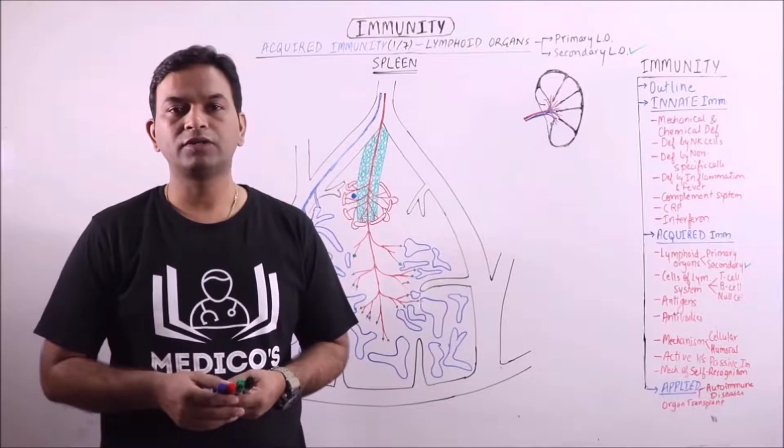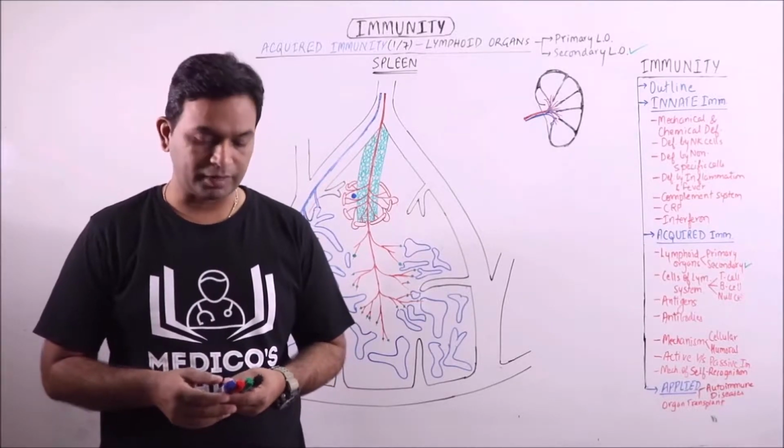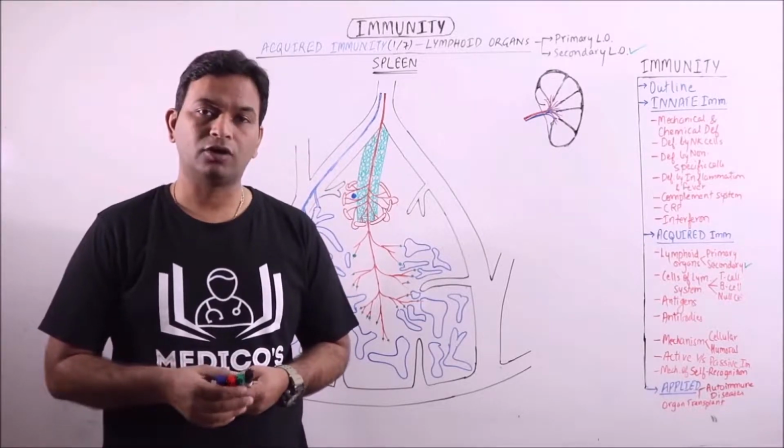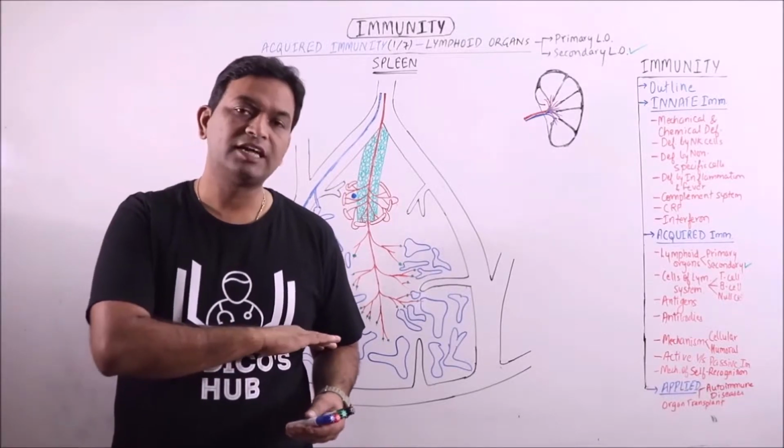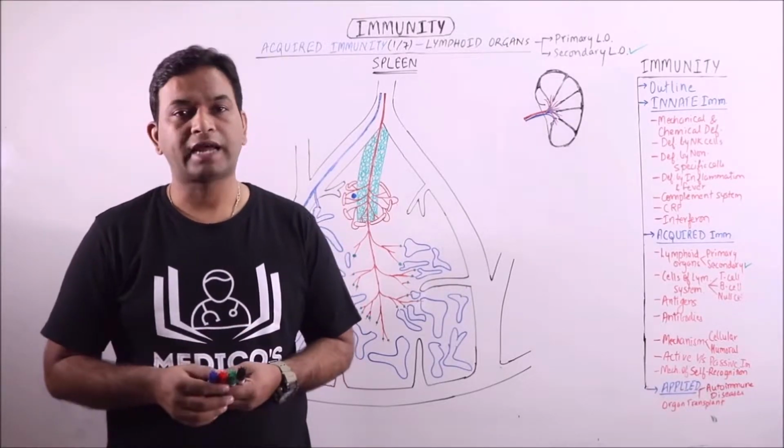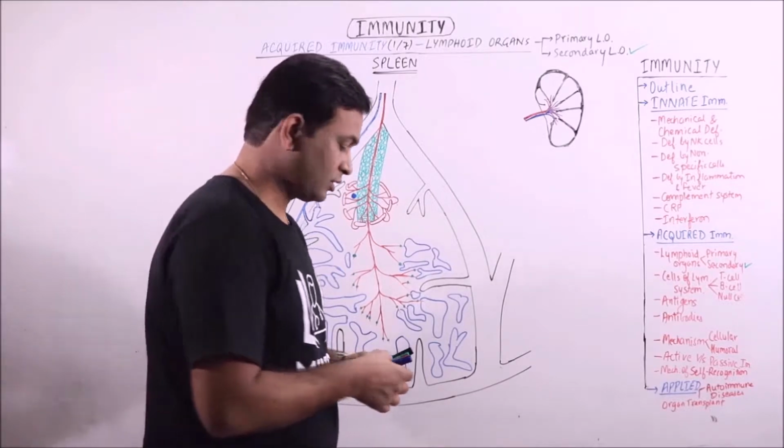In this video we are going to discuss the structure and functions of the spleen. The spleen is the largest lymphoid organ. It is located just below the left side of the diaphragm, underneath the 9th, 10th and 11th ribs.